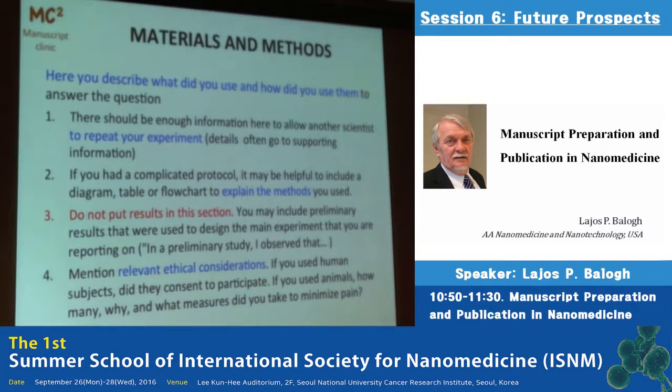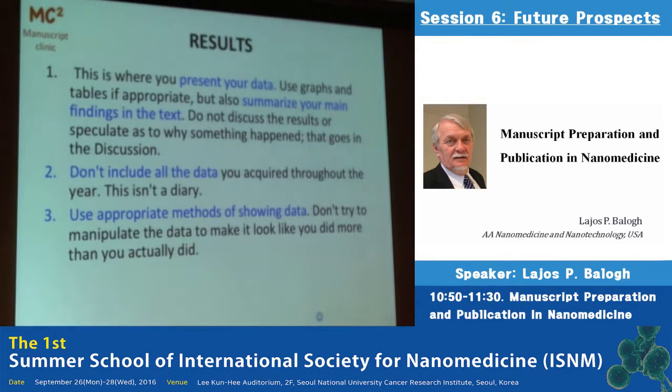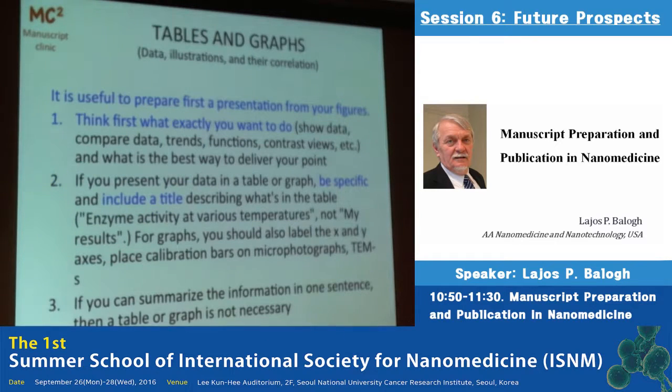Mention relevant ethical considerations. Results: that's where you present your data and summarize your main findings in the text. Use graphs, tables, and so on. I'll show you just an example. Usually don't discuss. Why not? Because your audience needs to know your data before they can discuss them. You have to turn them into information. Information can be discussed, data cannot. Data are measured, either I believe it or I don't believe it. That's a different issue. So use the right methods, tables and graphs.